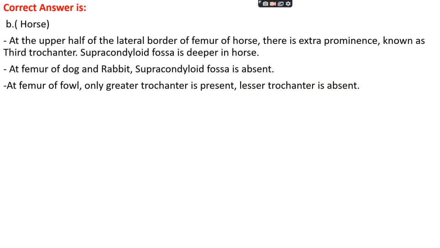At the upper half of the lateral border of the femur of a horse, there is an extra prominence which is known as the third trochanter. The supracondyloid fossa is also deeper in the horse femur. While in the femur of a dog and rabbit, the supracondyloid fossa is absent. And in the femur of the fowl, only the greater trochanter is present. The lesser trochanter is absent in the femur of the fowl.